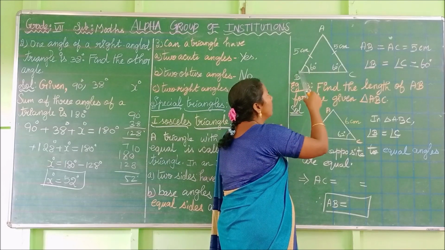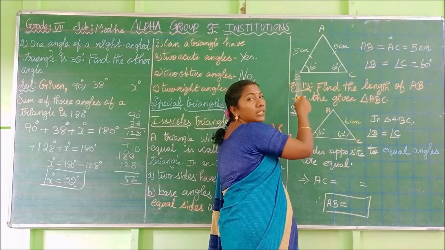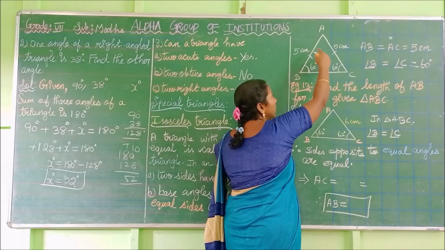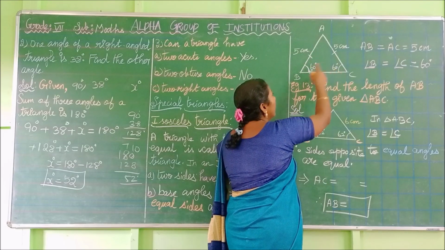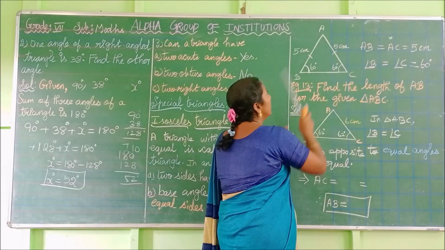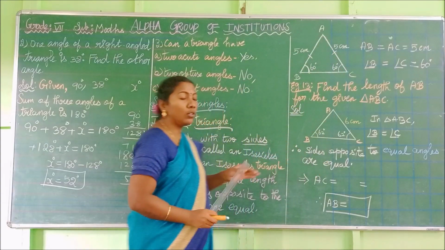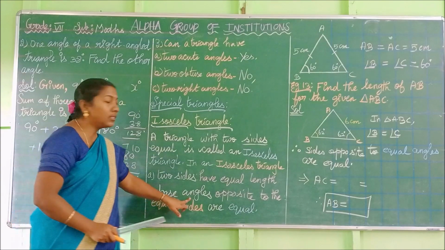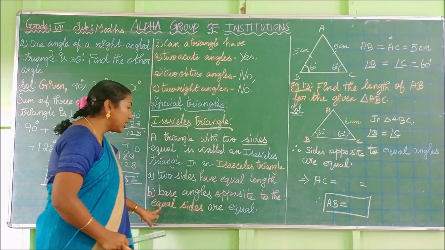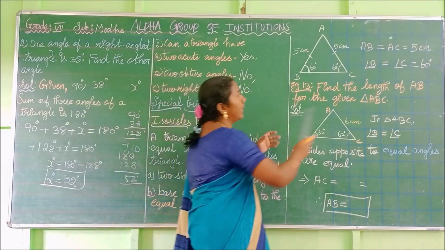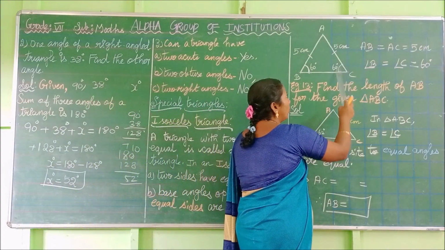So which angle is opposite to this side? Yes, angle C. Angle C is opposite to this side. Similarly, angle B is opposite to this side. But these two sides are equal. So as per the property of an isosceles triangle, base angles opposite to the equal sides are equal. So here we are writing angle B equal to angle C.